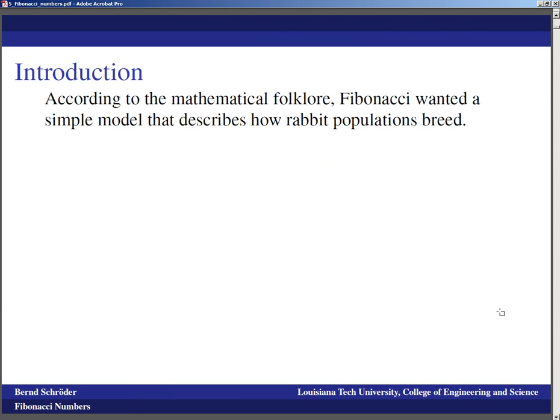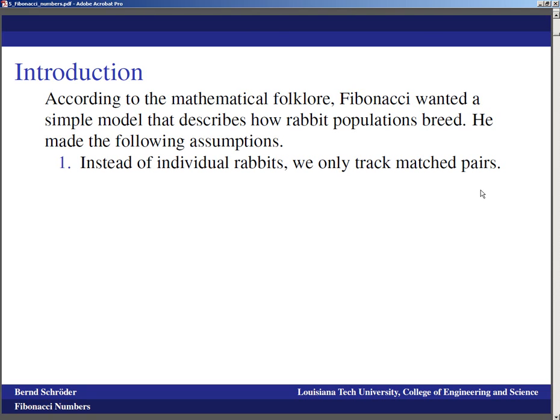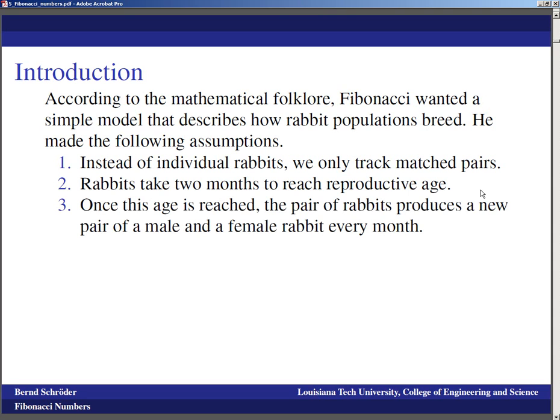So according to the mathematical folklore, and that's really the best I can tell, Fibonacci, and by the way, Fibonacci is supposedly an abbreviation for Filius Bonacius, or son of Bonacci, in Italian. He wanted to have a simple model that describes how rabbit populations breed. Now, he made the following assumptions, and we will see right away that those assumptions aren't totally realistic. Instead of individual rabbits, he is only tracking matched pairs. And he's assuming that rabbits take 2 months to reach reproductive age. And once that age is reached, the pair of rabbits produces a new pair of a male and a female rabbit every month.